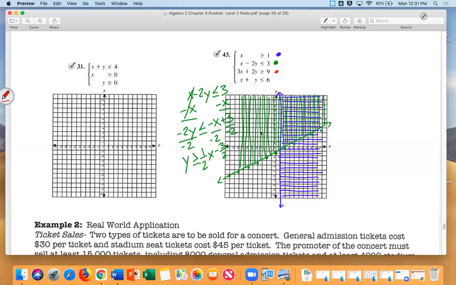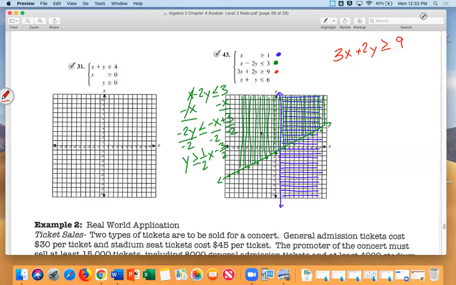Same problem with this one. I have 3x plus 2y is greater than 9. I'm going to run into the same problem, right? 2 doesn't go into 9. I'm going to get a decimal. Okay? So I have to figure out a way to graph it.